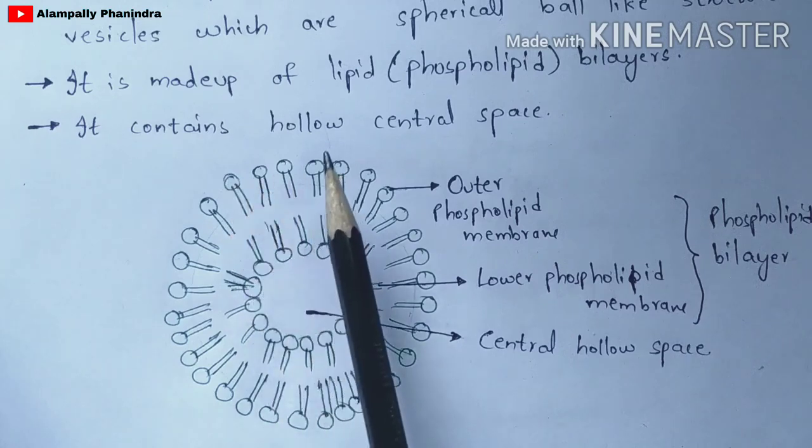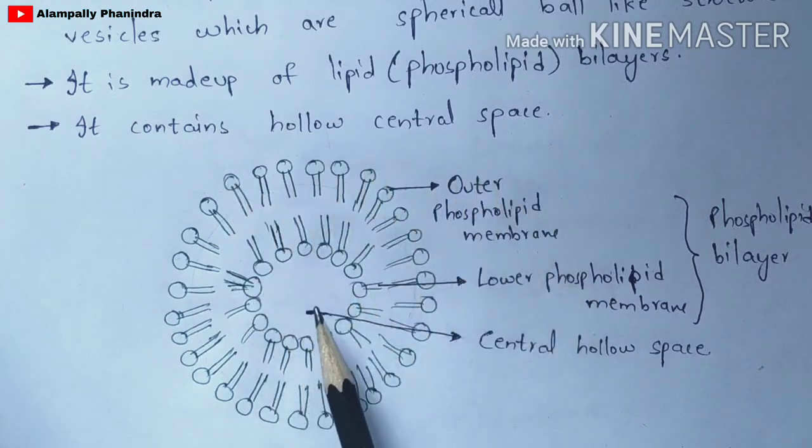And it contains a hollow central space. So at the center region, it consists of hollow space, that is, an empty space. Here there is the presence of the empty space. Now this is called a liposome. I know that you got a basic idea about liposomes.